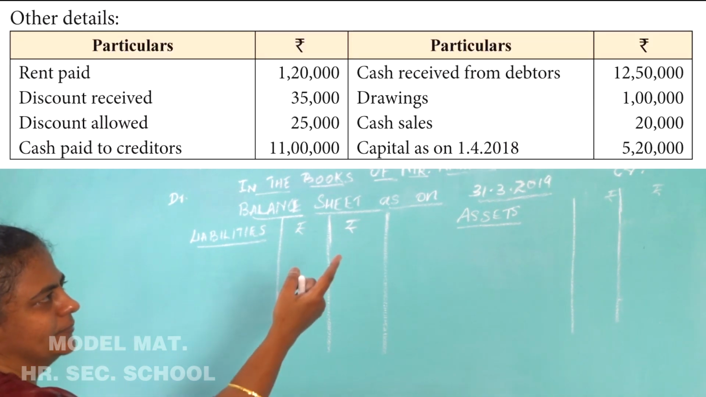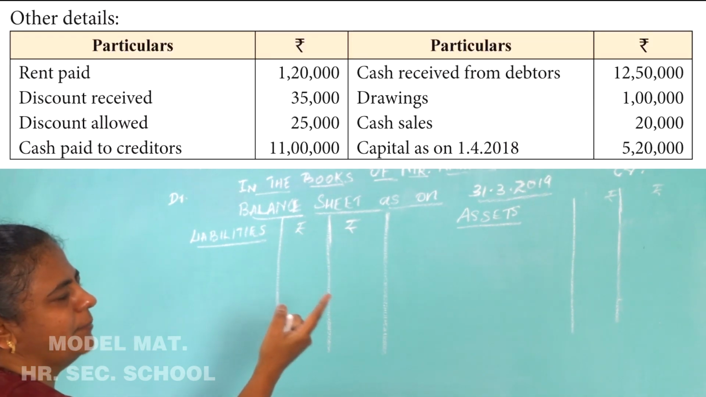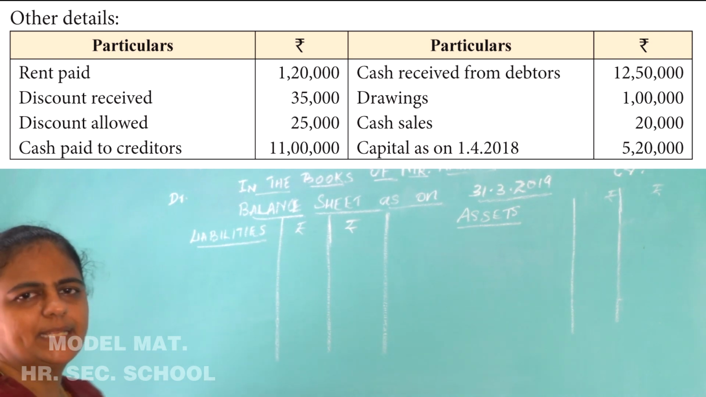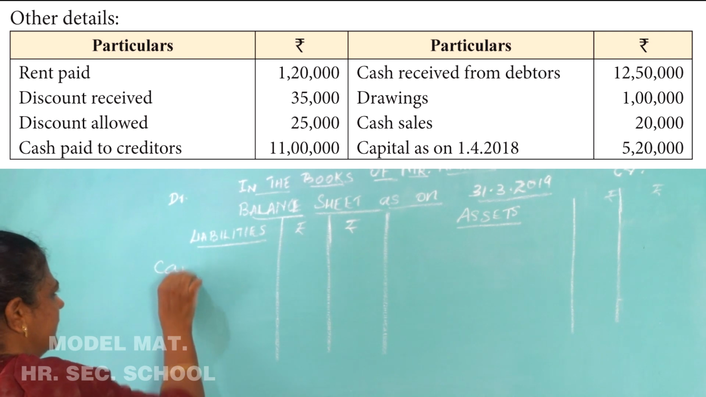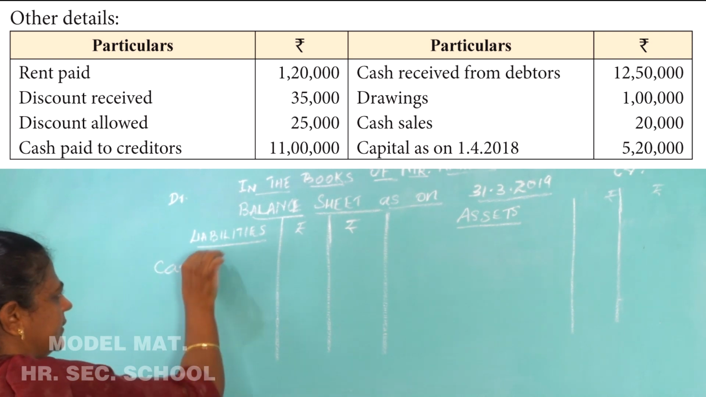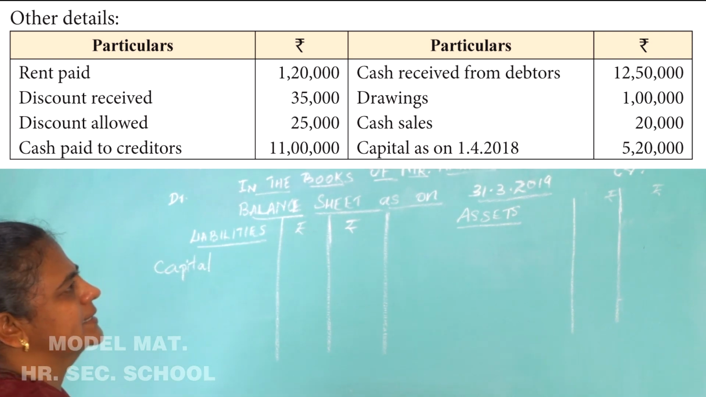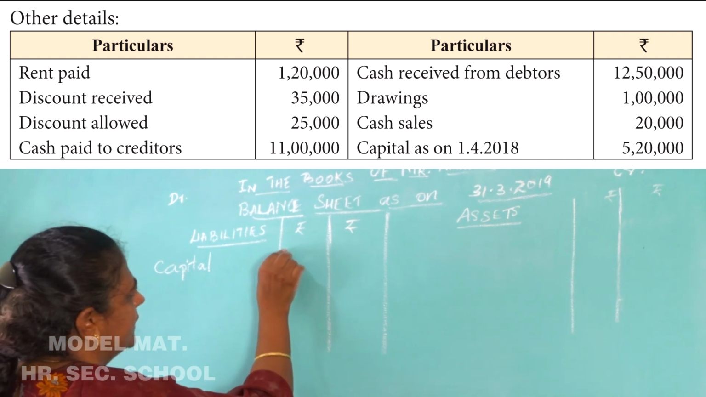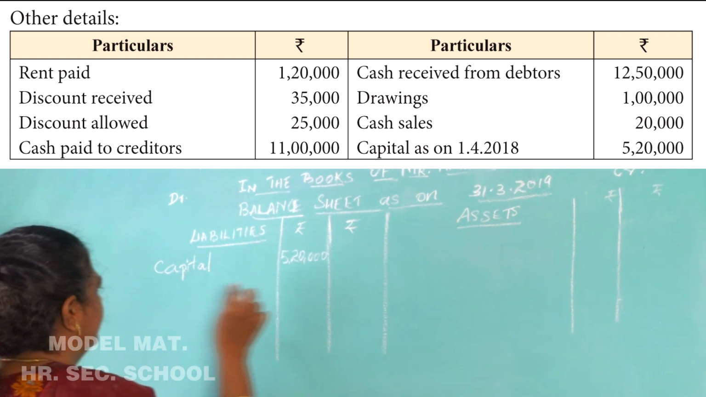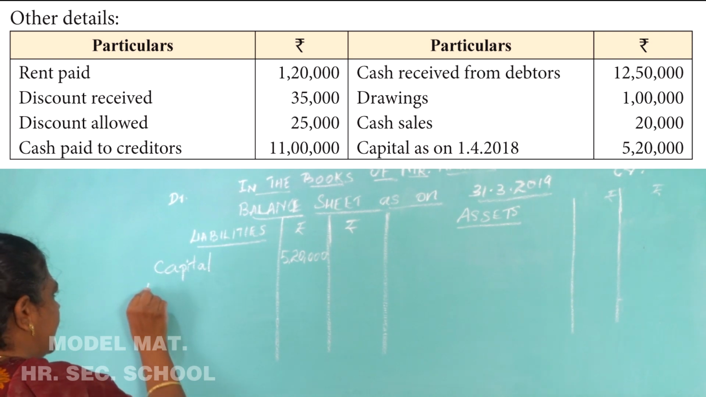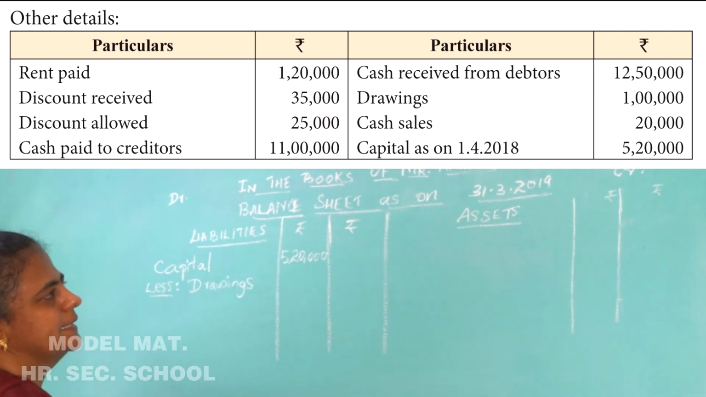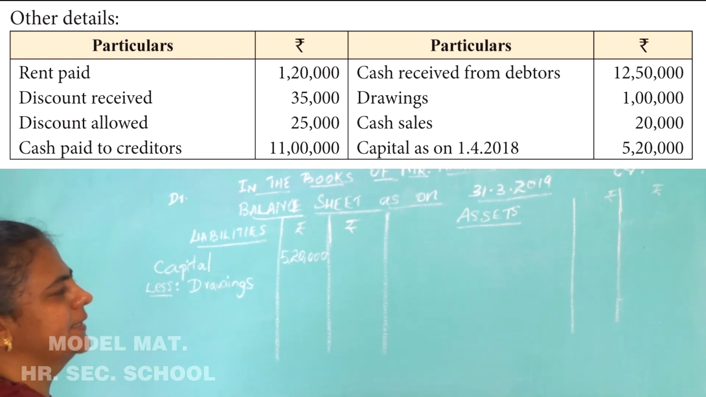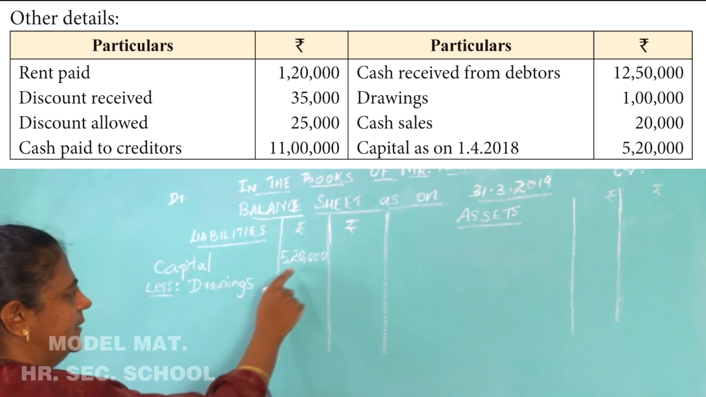The last item, see the question, capital is given, that is the opening capital, that we have to bring here first. How much is the capital? Capital is 5,20,000, write it in the inner column. From the capital, you subtract less drawings. See the other details, drawings is given there, that drawing should be deducted from the capital.